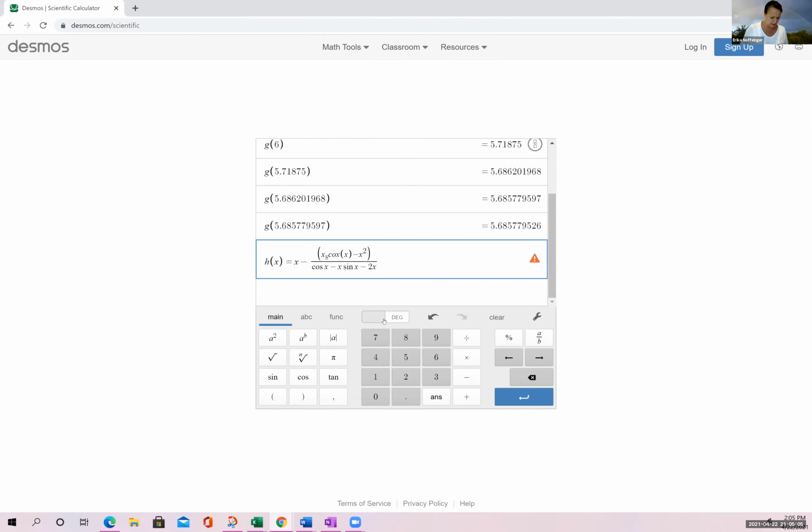And this could be where I need to be in radians. Maybe at times. I don't know why it's not liking my function.